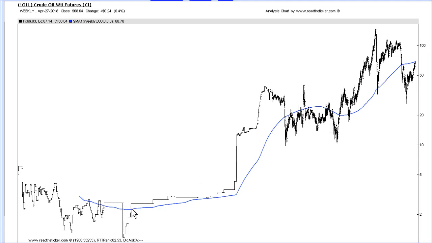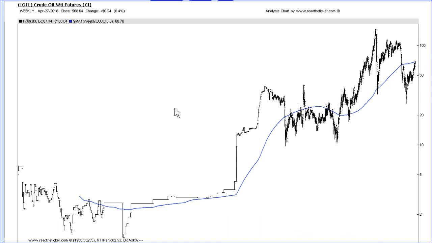And we have the odd breakout here. Break down, break up, break down. And now we're testing the 800 SMA, which is around the $69 mark. So I would consider the $69 to $71 mark as major resistance for the crude oil price, and to expect a correction or even a reversal. A breakout's possible, but it's less odds.